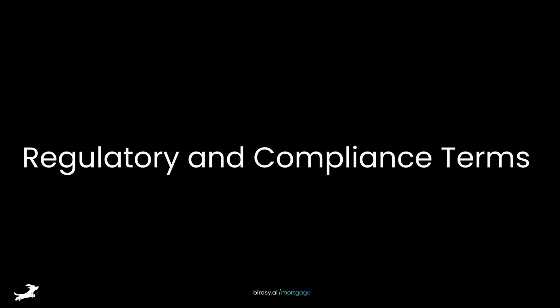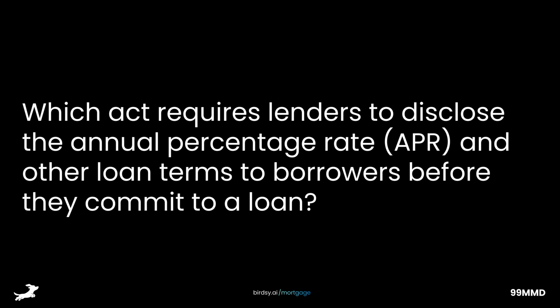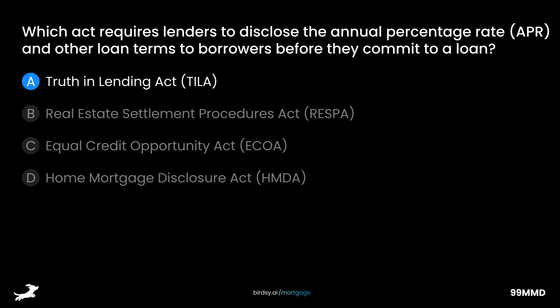Regulatory and compliance terms. Truth in Lending, RESPA, the Equal Credit Opportunity Act, the Home Mortgage Disclosure Act, and the SAFE Act. Which act requires lenders to disclose the annual percentage rate and other loan terms to borrowers before they commit to a loan? Is it A, Truth in Lending Act? B, Real Estate Settlement Procedures Act? C, Equal Credit Opportunity Act? Or D, Home Mortgage Disclosure Act? The answer is A, Truth in Lending Act.